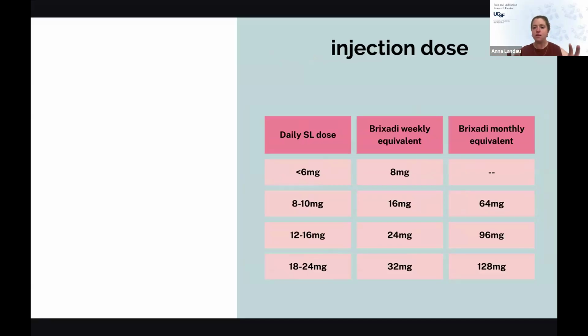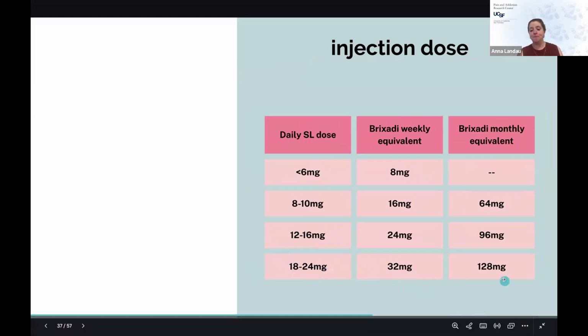It comes in a bunch of different doses. This is a little bit more nitty-gritty for folks who are doing this clinically, and I'm happy to answer more questions about how we choose what dose to use. But if there are folks on this call who are familiar with prescribing sublingual buprenorphine, there are ready conversions to the weekly and monthly equivalents. If you think your patient would need 18 to 24 milligrams of bupe sublingually, you can have a sense of what weekly or monthly injection they might ultimately need.